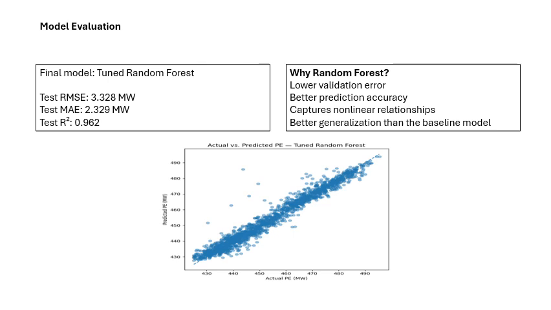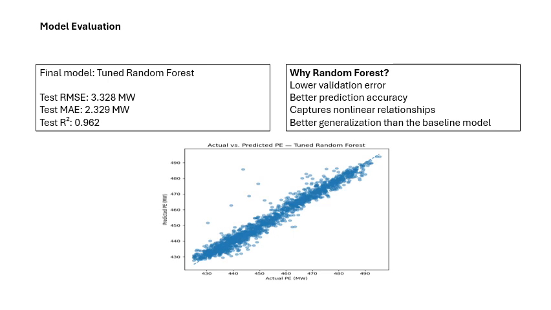To evaluate the model, I used 3 standard regression metrics: RMSE, mean absolute error, and R-squared score. RMSE measures the typical prediction error in megawatts. MAE represents the average absolute prediction error, and R-squared indicates how much variation in electrical energy output is explained by this model.